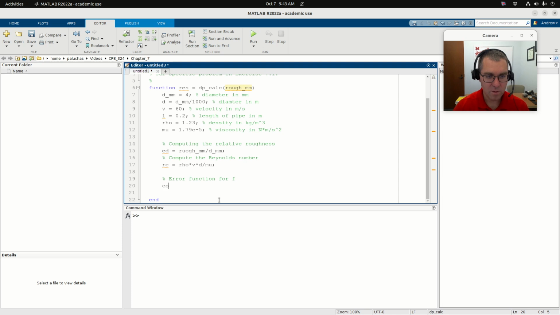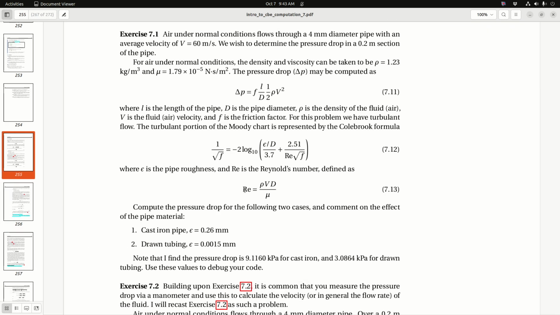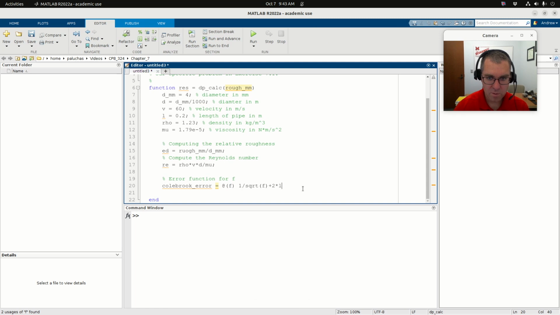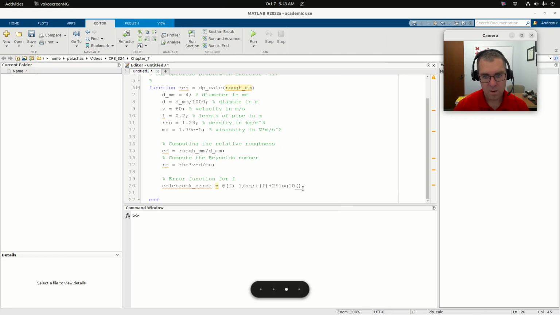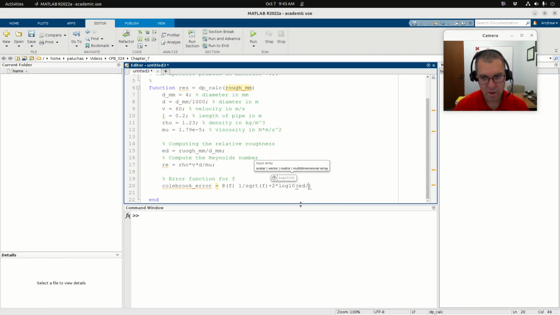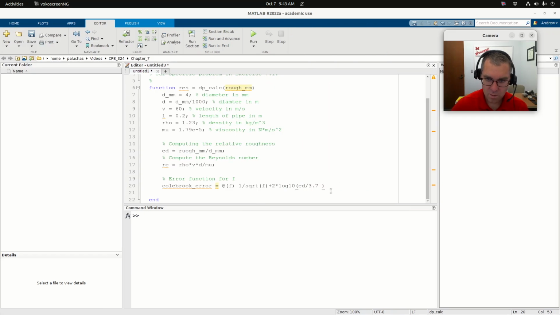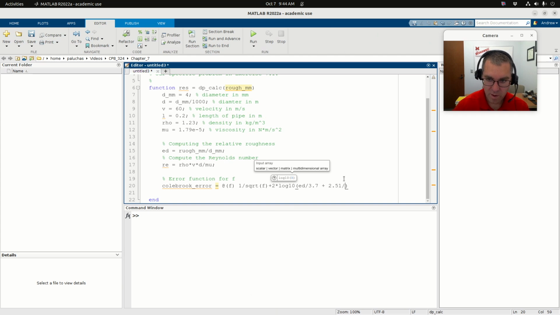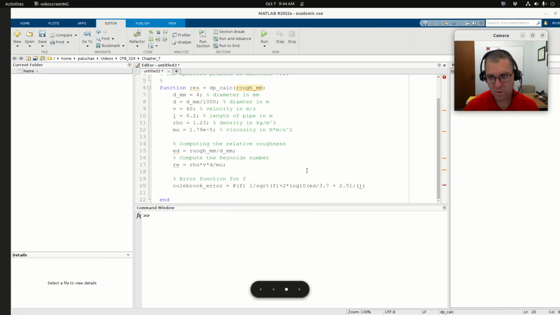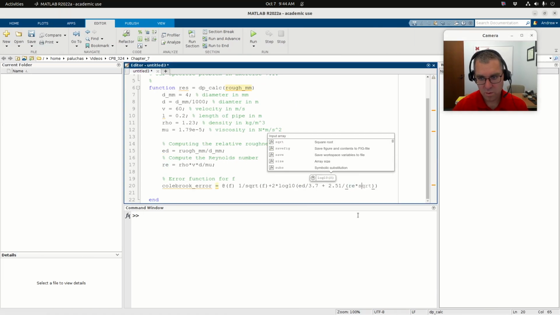Let me call this Colebrook error. This is going to have an input of f, and it's going to evaluate 1 divided by square root of f plus 2 times log base 10 of my relative roughness, ED, divided by 3.7, plus 2.51 divided by, I'll put that denominator in parentheses, Reynolds times the square root of f. Cool. So there's my Colebrook error.